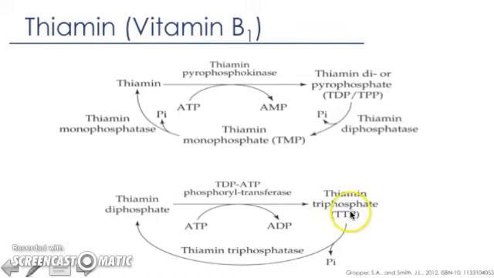We do see that there is a process converting TTP back to thiamine diphosphate by this thiamine triphosphatase enzyme removing a phosphate group. It is interesting to see with each of these dephosphorylation reactions very specific phosphatase enzymes that will be catalyzing each. So we see the thiamine diphosphatase, thiamine monophosphatase, thiamine triphosphatase.